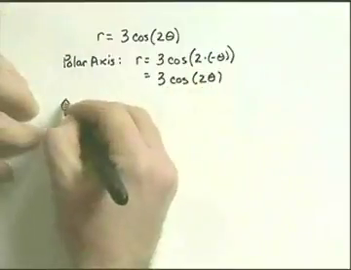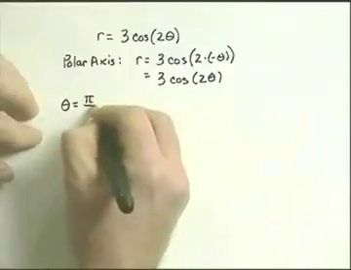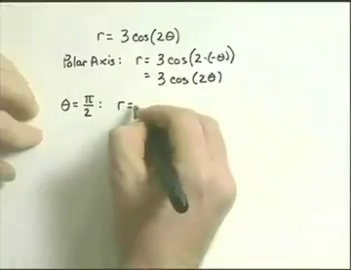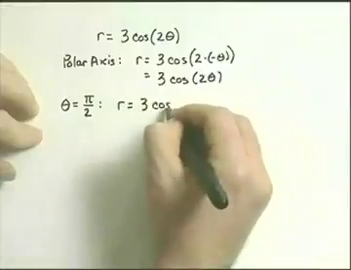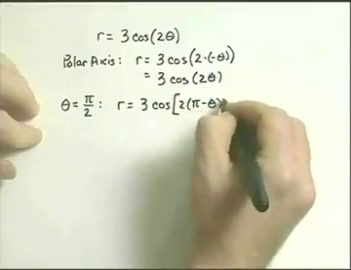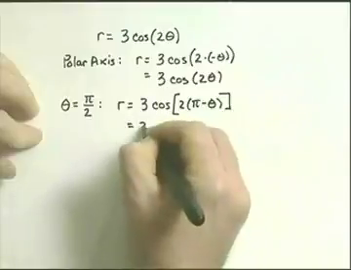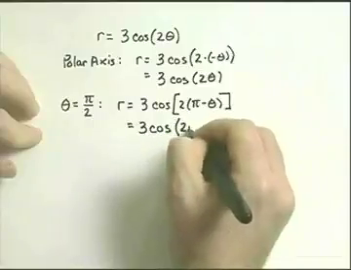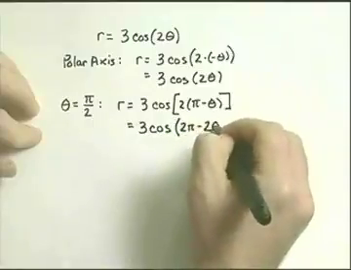Now we can check for symmetry with respect to the line theta equals pi over 2. What we do here is replace the angle theta with pi minus theta. I'm going to do a little bit of simplifying first. We get r equals 3 times the cosine of 2 pi minus 2 theta. To evaluate this, we're again going to use our angle formula for the cosine of the difference of two angles.